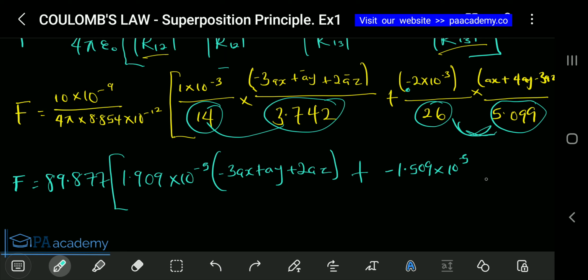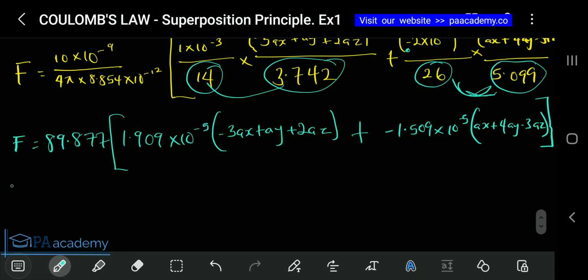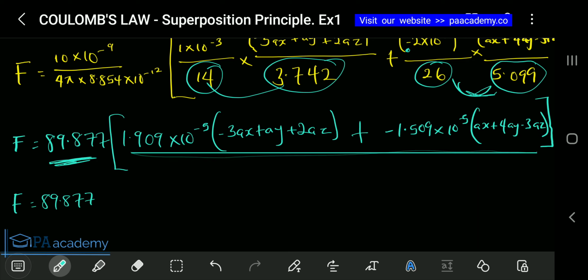Okay. All right. Then we bring in our value ax plus 4ay minus 3az. And then our square brackets. All right. So the next thing is, let's continue. Our F is 89.877. Now another thing you need to note is that the 89.877 that we are having here is for everything inside this square bracket. So don't make the mistake of using it to just multiply some random values here. It will affect your final answer. So those are some things you need to take note of at this point.